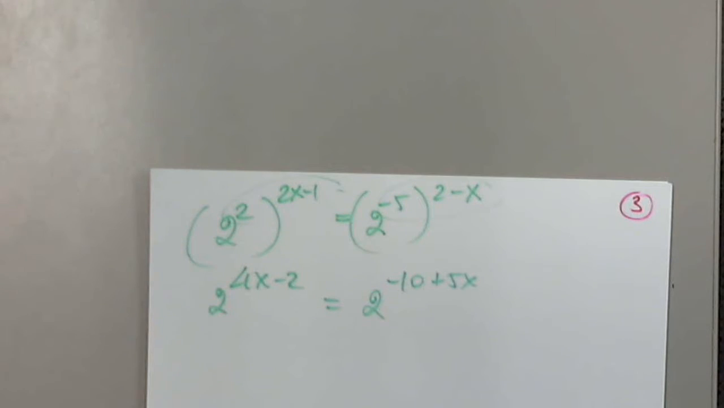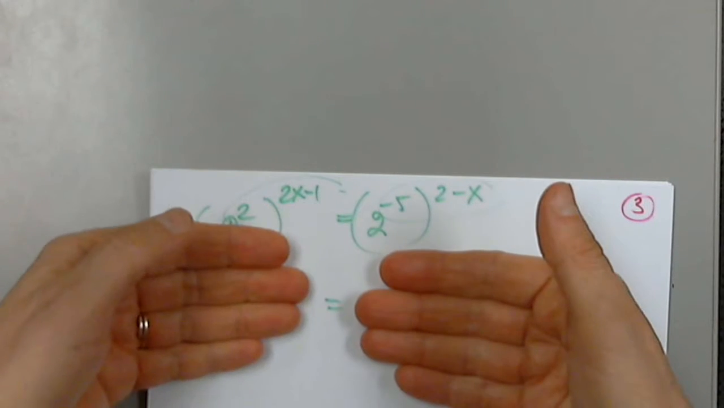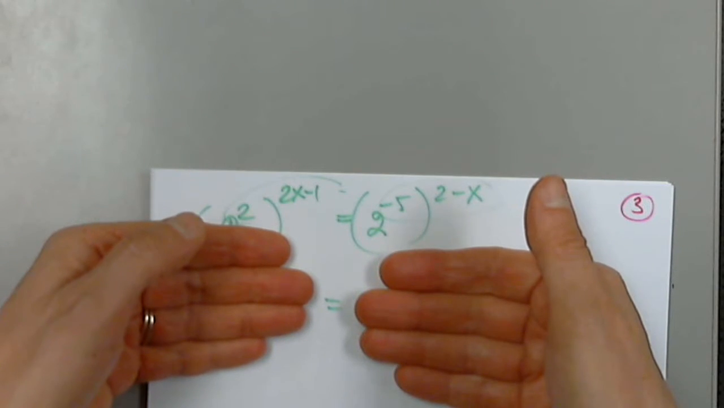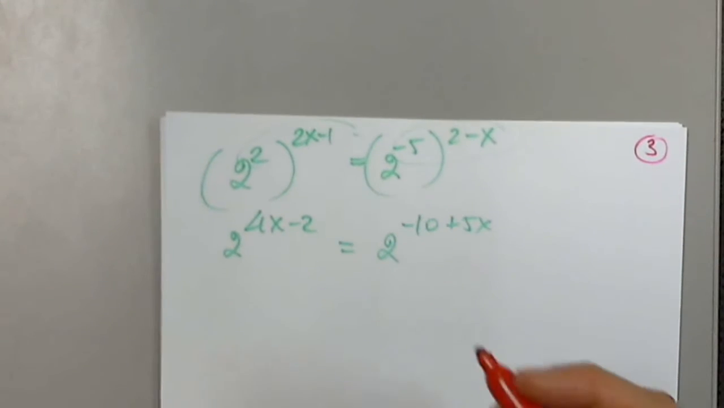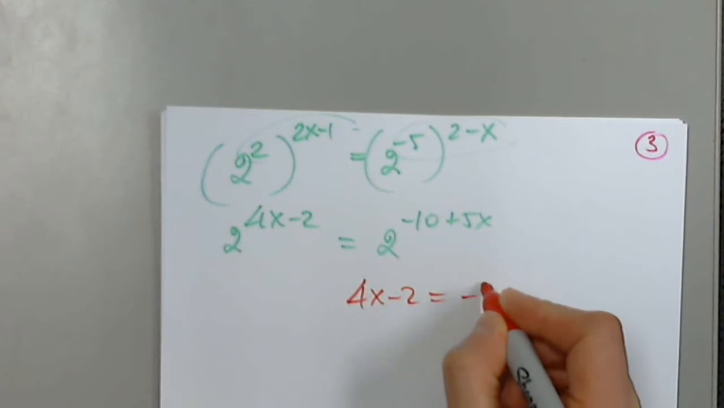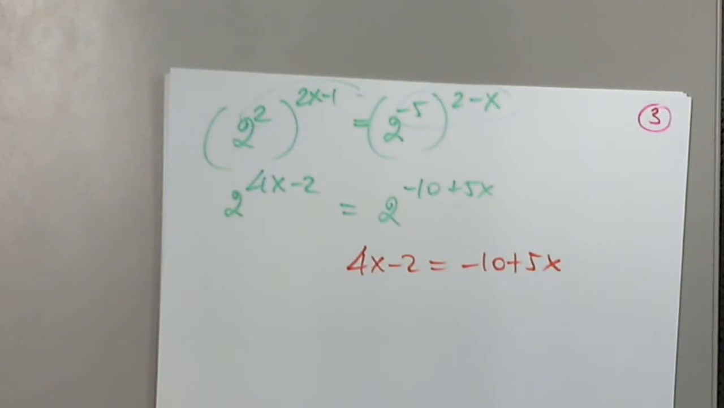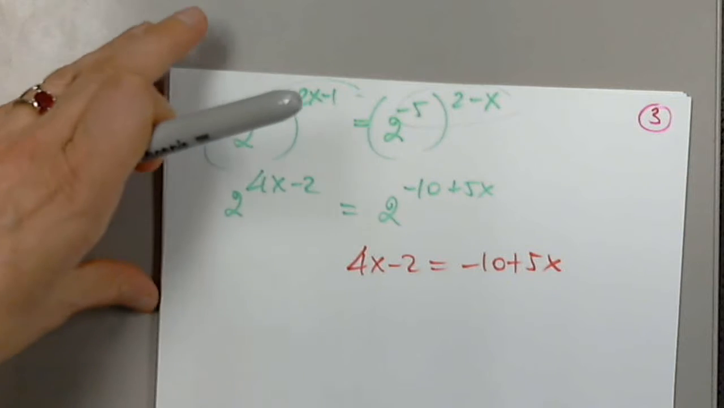Okay. So now, please do not say that we cancel or simplify or do anything. We are just thinking. Two numbers are equal, and they have the same base. What has to happen? Exponents have to be equal. Exponents have to be the same. 4x minus 2 must equal negative 10 plus 5x. Awesome. That's the correct answer. And now this is what type of equation and how do I solve it?